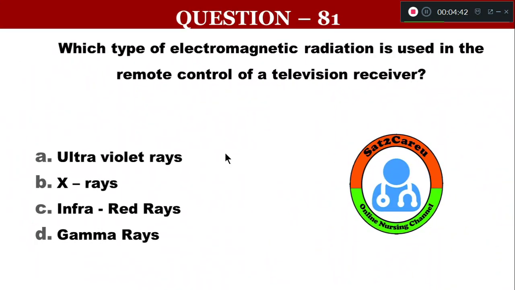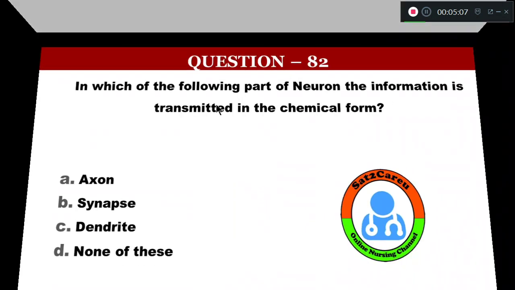Question number 81. Which type of electromagnetic radiation is used in the remote control of a television receiver? Option A ultraviolet rays, B X-rays, C infrared rays, option D gamma rays. In the television remote, we are using infrared rays. Option C is right.